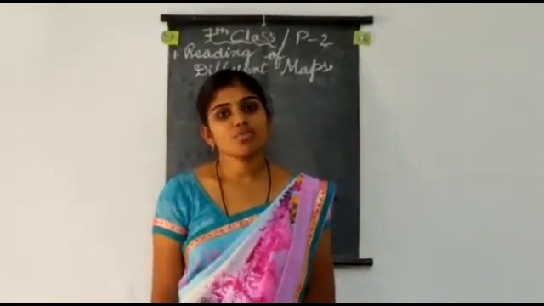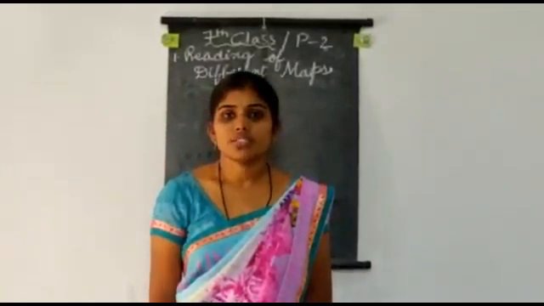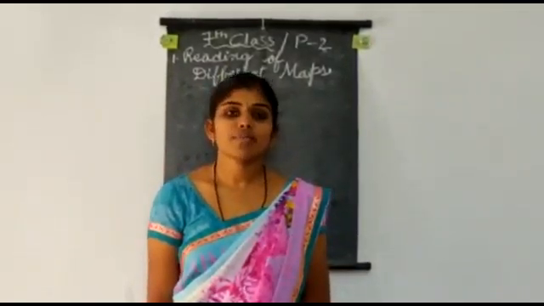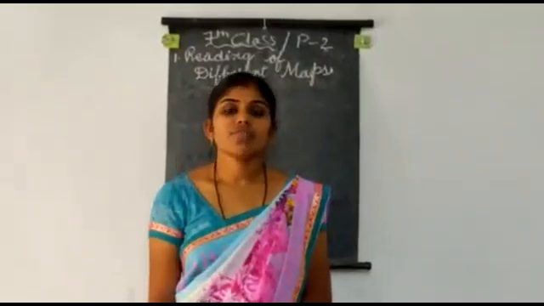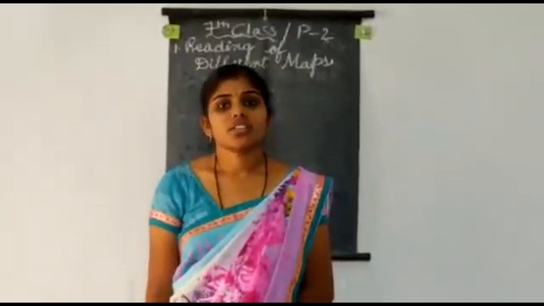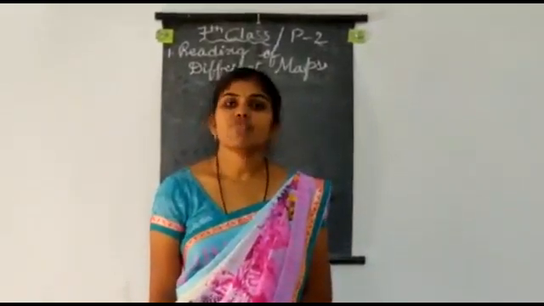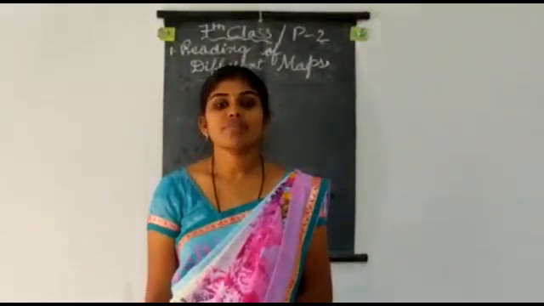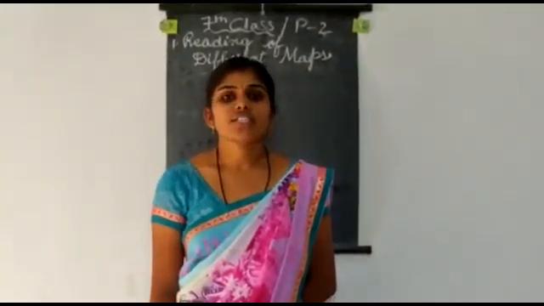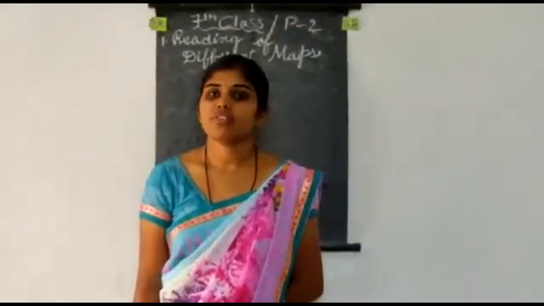In the different types of maps, we discussed two kinds: different forms of maps and different types of maps. Different forms of maps are Andhra Pradesh, India and world, and different types of maps are political map or outline map and physical map. So these definitions and these types of maps we have discussed.